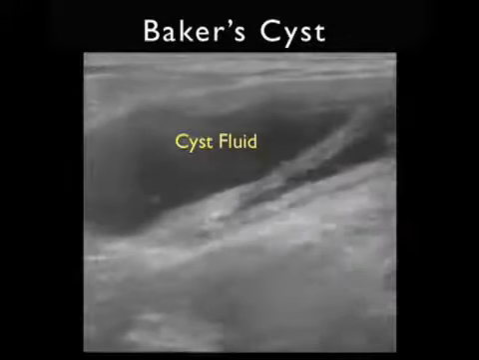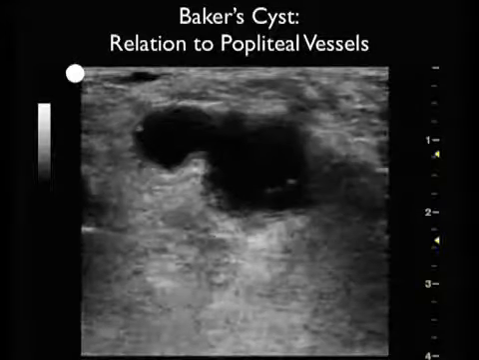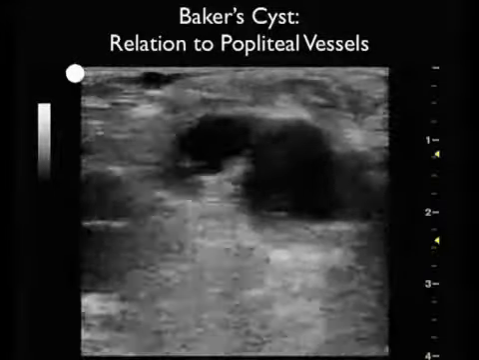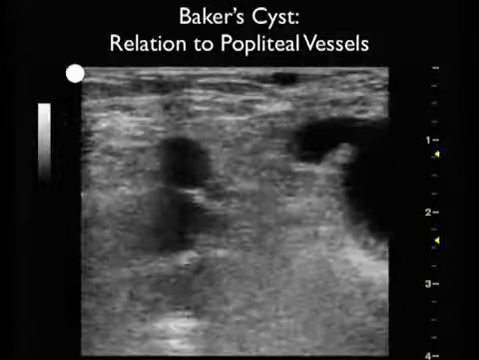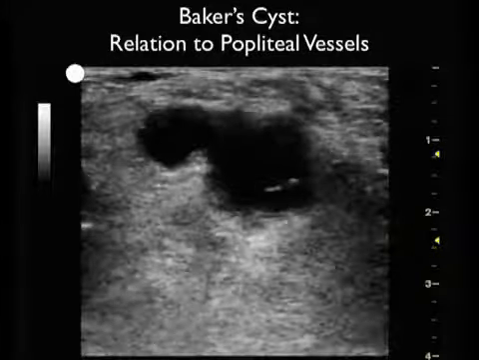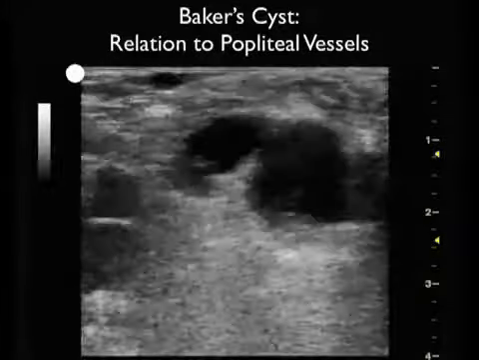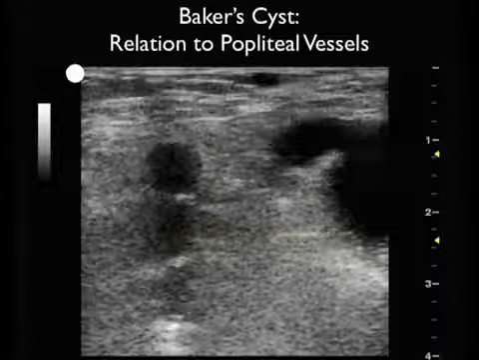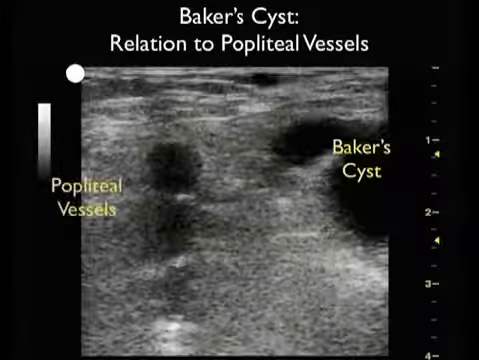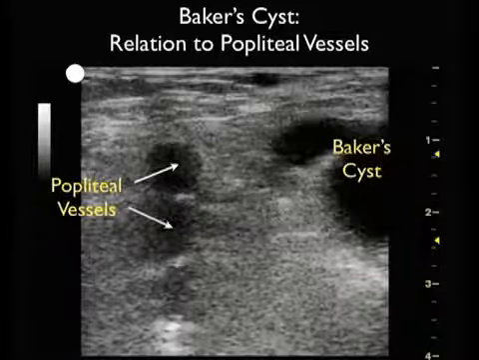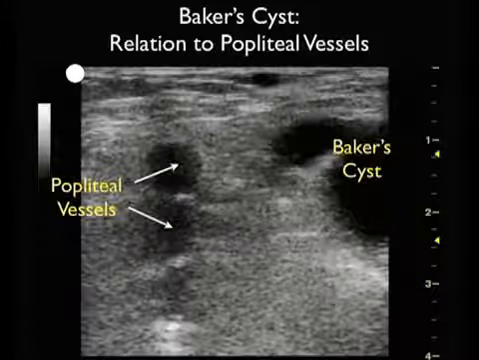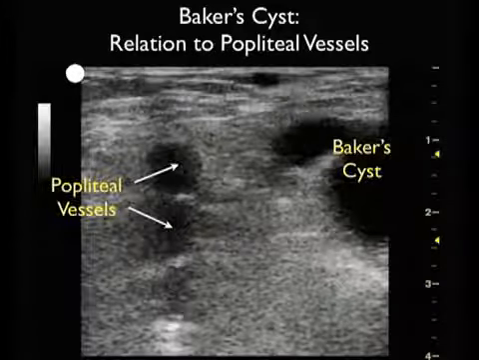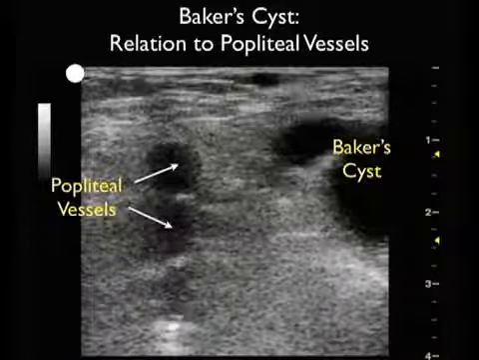In this video clip, we're going to change the depth of the ultrasound image to better interrogate the Baker's cyst and its relation to the popliteal artery and vein. Here we see the single superficial Baker's cyst to the right in its relation to the popliteal artery and vein seen deeper on the image and to the left. And note that they have very different appearances, that the Baker's cyst is a single structure in contrast to the paired popliteal vessels.